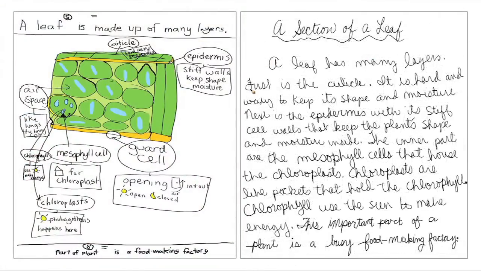A leaf has many layers. First is the cuticle. It is hard and waxy to keep its shape and moisture. Next is the epidermis, with its stiff cell walls that keep the plant shape and moisture inside. The inner part are the mesophyll cells that house the chloroplasts. The chloroplasts are like pockets that hold the chlorophyll. Chlorophyll uses the sun to make energy. This important part of a plant is a busy food-making factory.